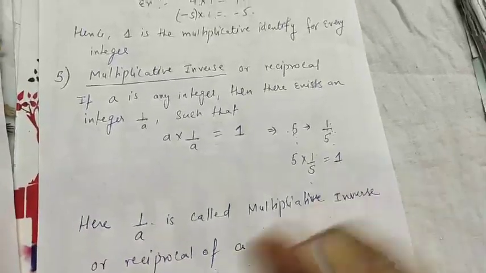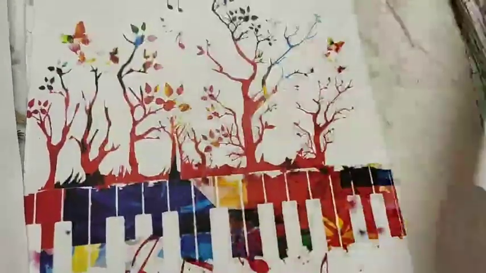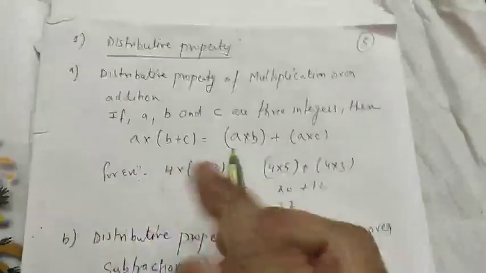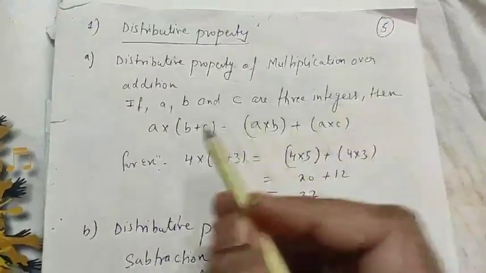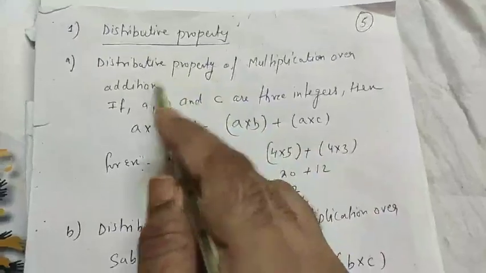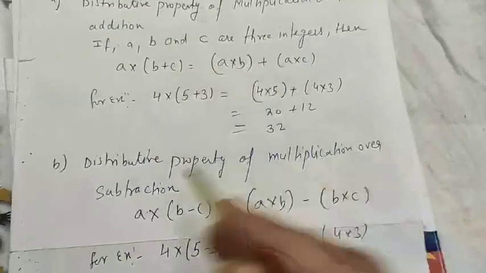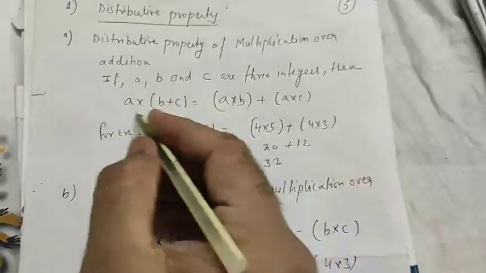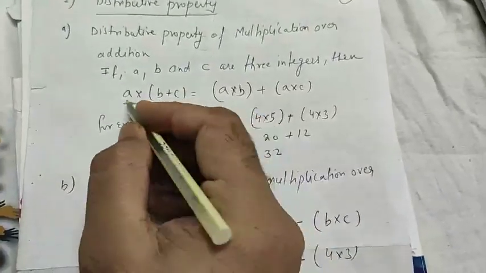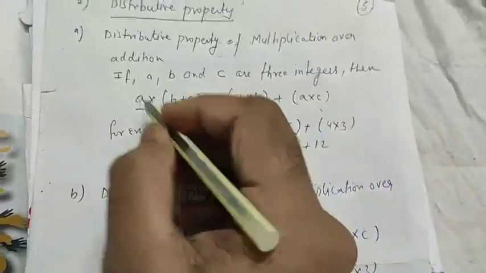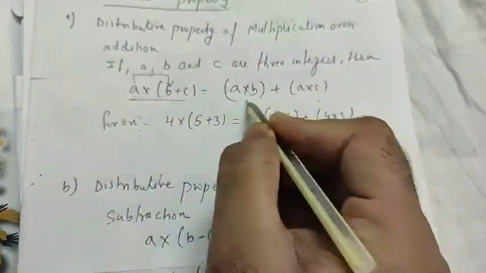Clear? Now, the last property is the distributive property, which you have done in class 6, in the first or second chapter, for any two integers in whole numbers. So the distributive property has two parts: distributive property of multiplication over addition, and distributive property of multiplication over subtraction. This is the left hand side of the property, which says a into b plus c. So what will be the right hand side? That means this a will be multiplied by this first term in the bracket.